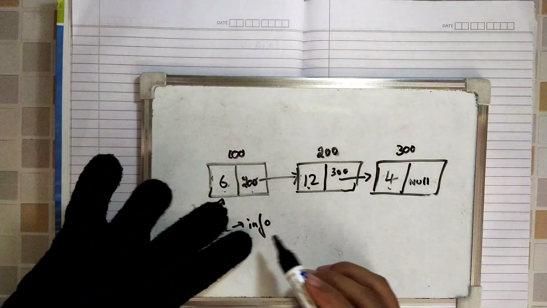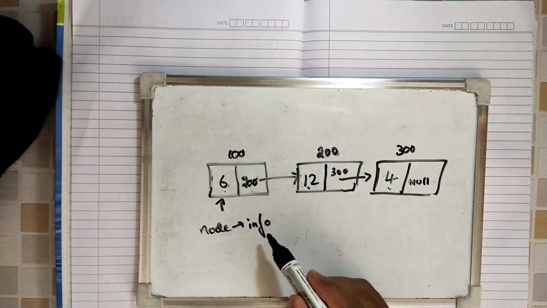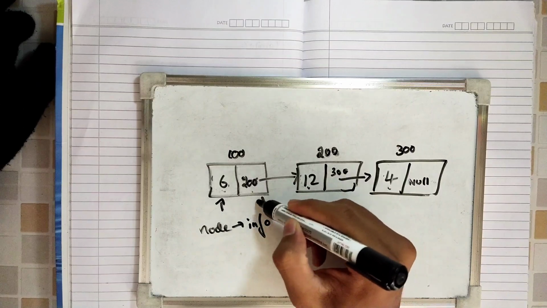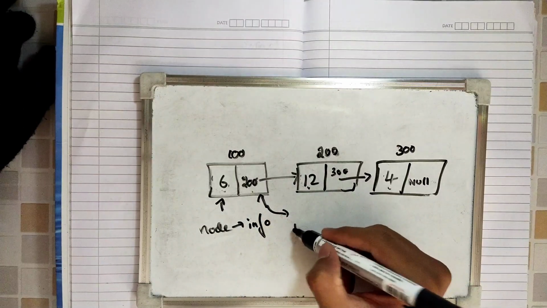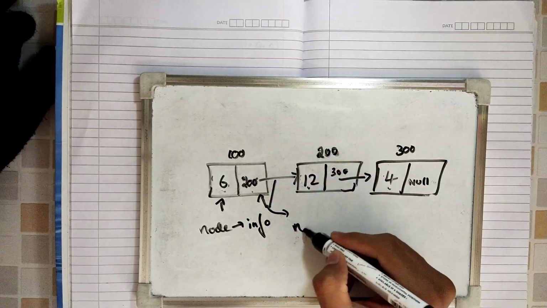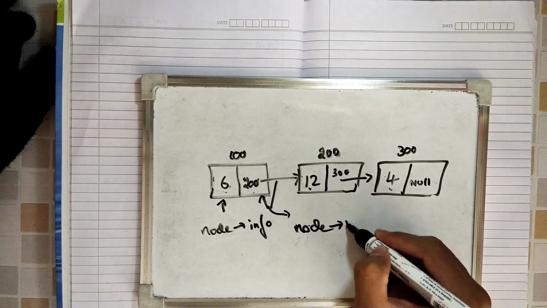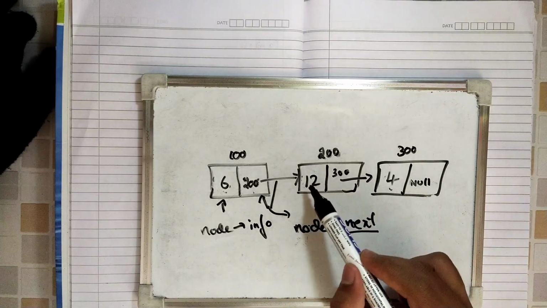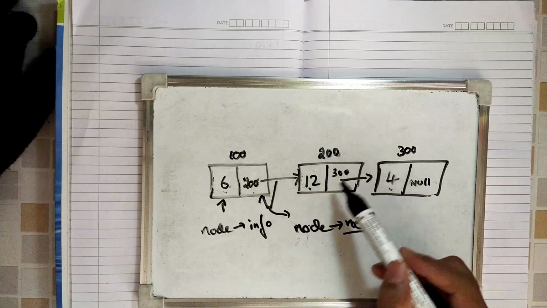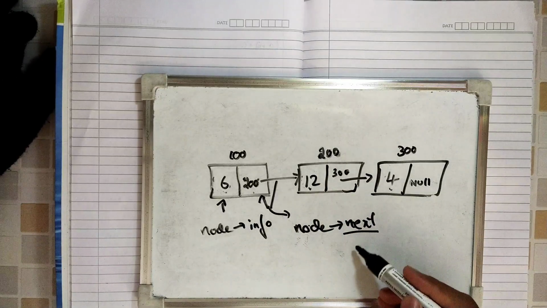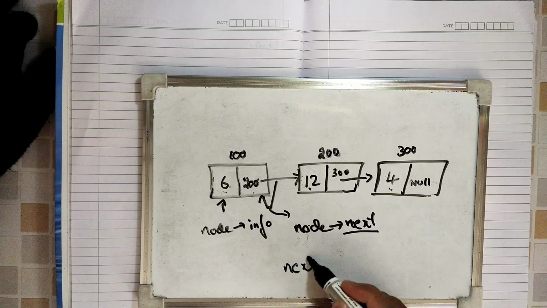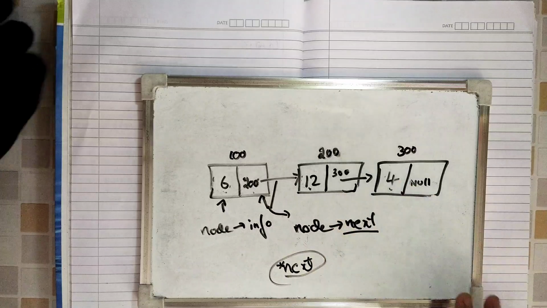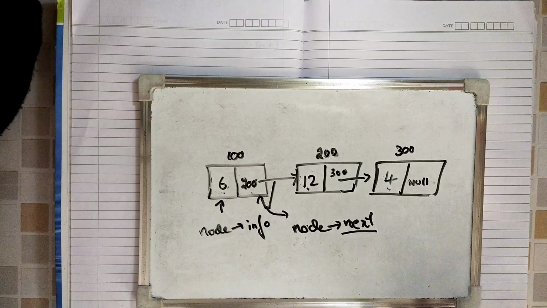The user should give this. Here also, why am I giving info? Because in my code I declared info. So this is my node of info, and this thing we call node of next. Both are the same. So this next is nothing but the pointer which holds the address of the next node. It is a pointer, and it holds the address of the next node. So this is the basic thing you have to remember about linked lists.